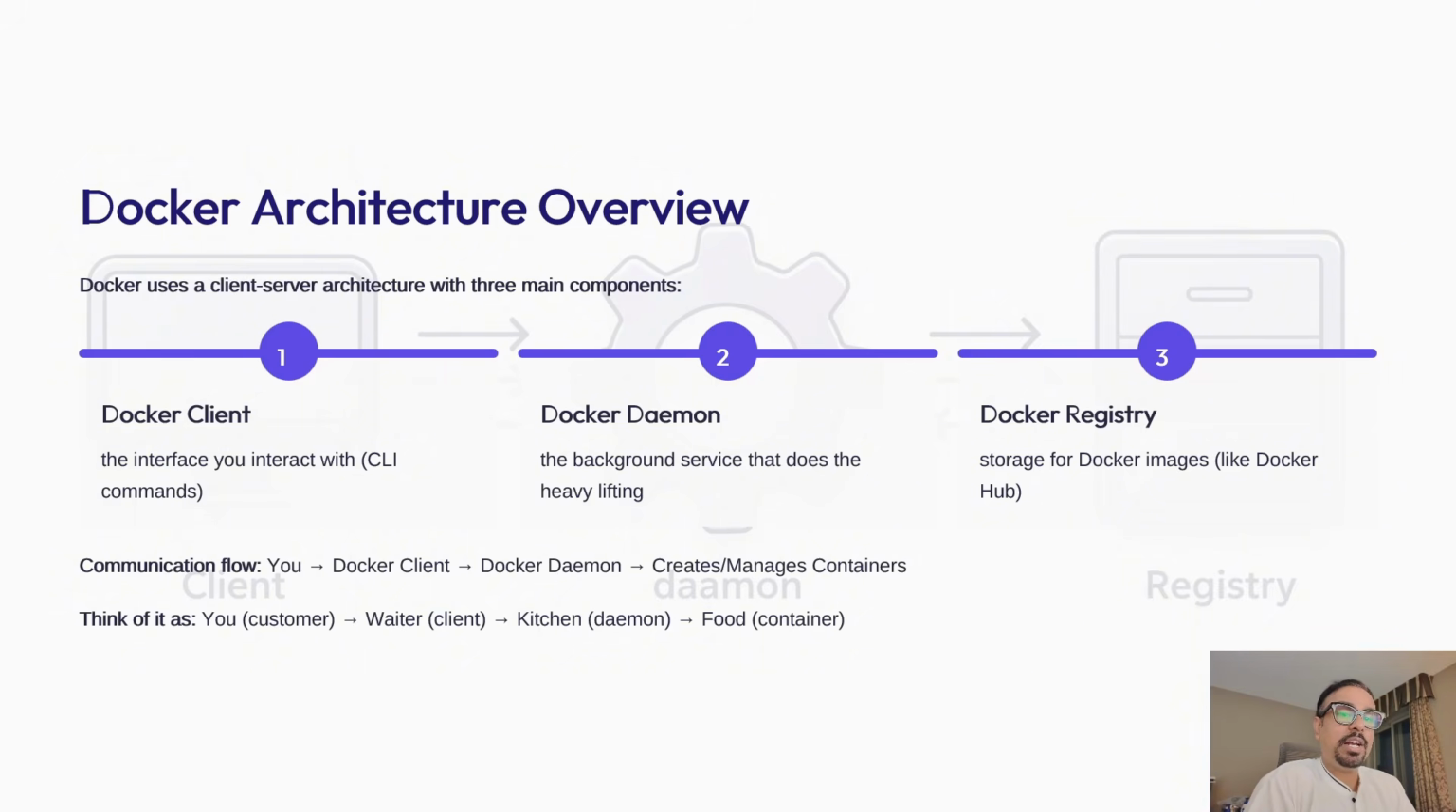Think of it like a restaurant. You are the customer. The Docker client is the waiter taking your order. The Docker daemon is the kitchen preparing your food. And the Docker registry is the grocery store where ingredients come from. So this separation makes Docker flexible and very powerful.